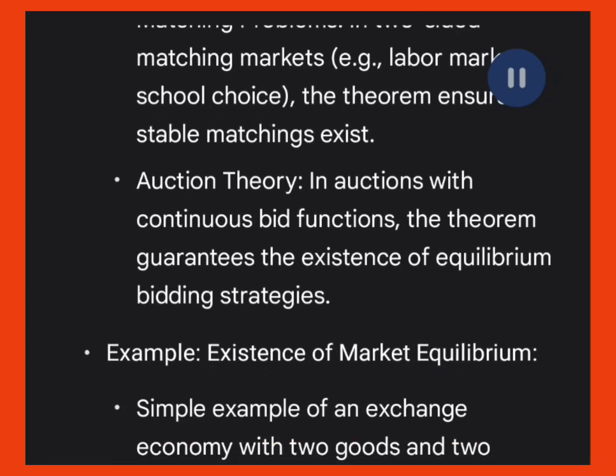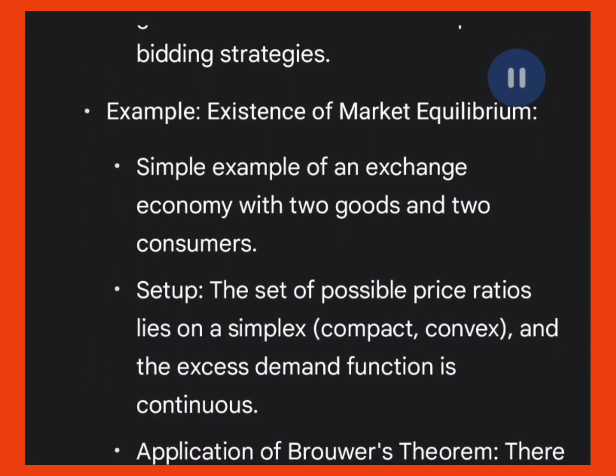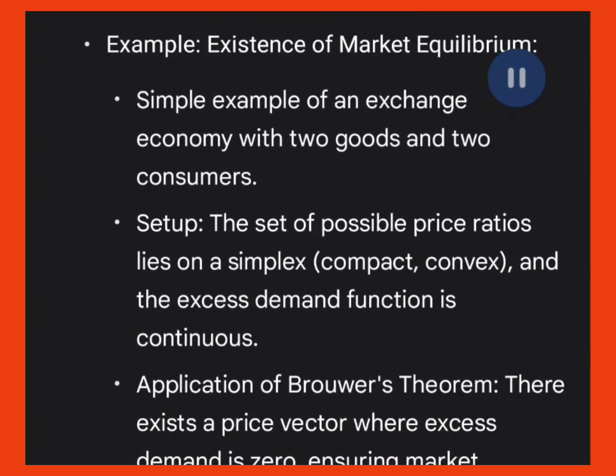Example. Existence of market equilibrium. Simple example of an exchange economy with two goods and two consumers. Setup. The set of possible price ratios lies on a simplex, compact, convex, and the excess demand function is continuous. Application of Brouwer's theorem. There exists a price vector where excess demand is 0, ensuring market clearing.